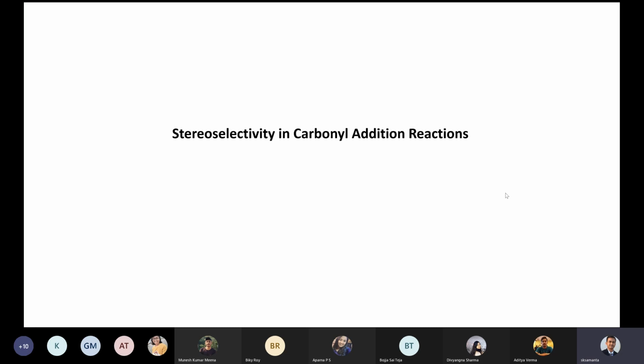So now we will see how those Grignard reagents add to carbonyl compounds, and in this case we will talk about the issue of stereochemistry, mainly the stereoselectivity. Okay, today's session will also be very short, not very long. There are only 7 slides, but it is very crucial. I will take some time to explain, but also understand a little bit carefully, because this requires a little bit more understanding.